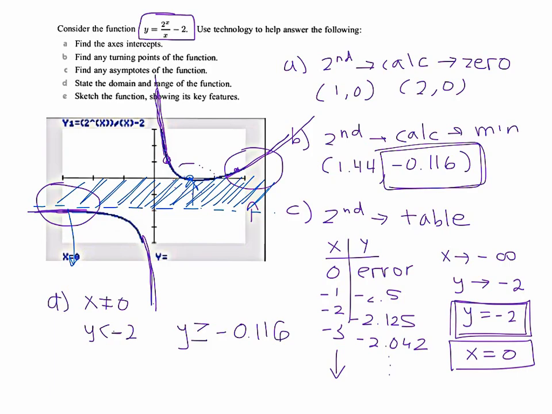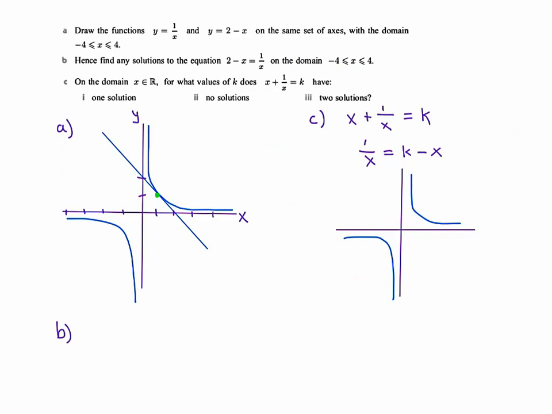For E, sketch the function showing its key features. In order to do that, you need to show its minimum and the intercepts and the asymptotes, and graph as accurately as possible. Draw the functions y is equal to 1 over x and y is equal to 2 minus x on the same set of axes with the domain between -4 and 4. So one is a reciprocal function, the other one is a linear function, and this one is easy to draw, so that shouldn't be a problem.